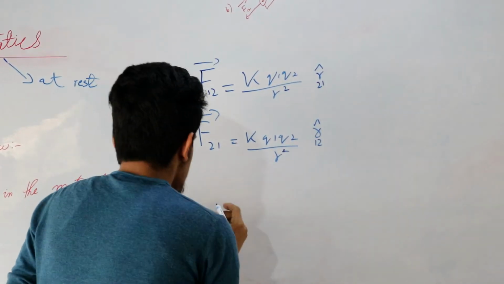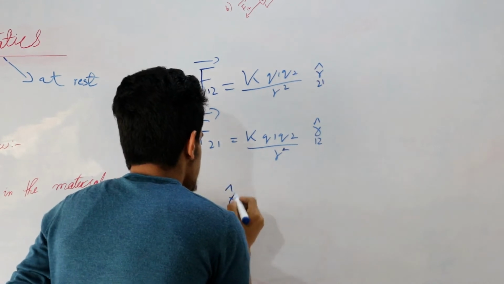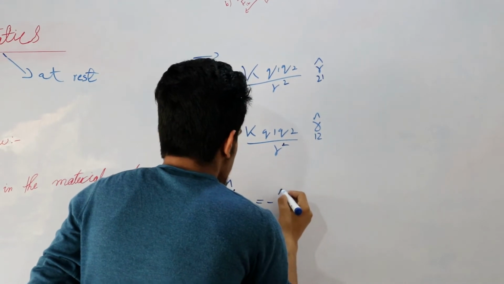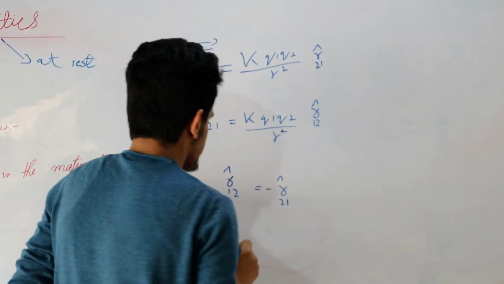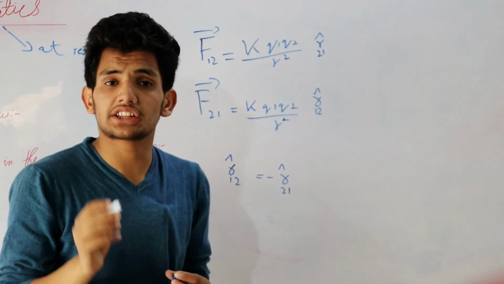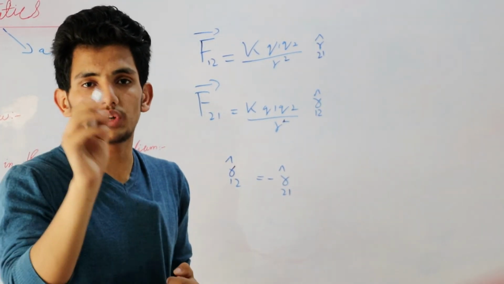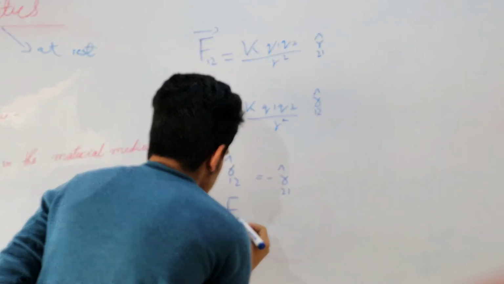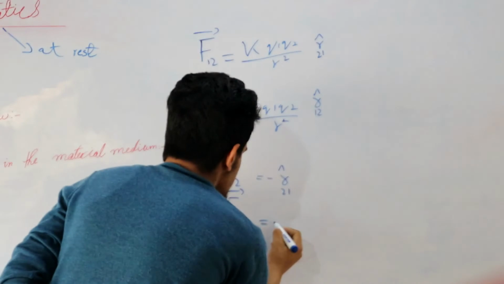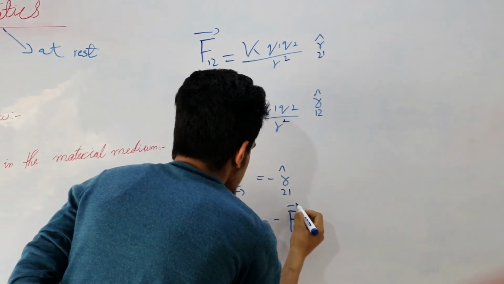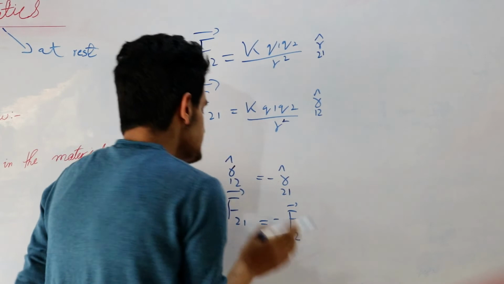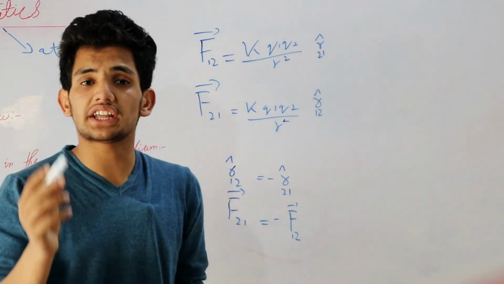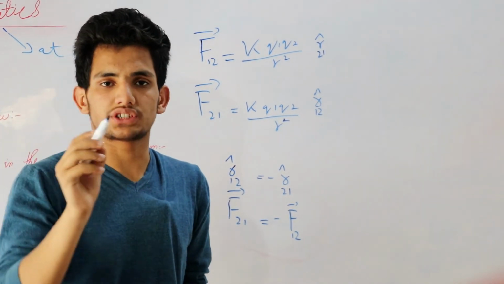From these two equations we get that unit vector r12 is equal to minus unit vector r21. The minus sign is indicating the opposite direction of the unit vector. Now moving forward, we get that force F21 is equal to minus F12. The same case is there in this equation: the minus sign is indicating the opposite direction of the forces.